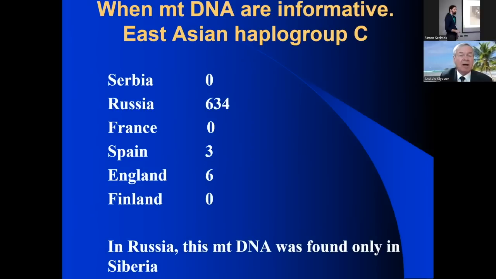Now, Asian haplogroup C mitochondrial. Serbia, 0. Russia, 634. France, 0. Spain, 3. England, 6. Finland, 0. Again, all of them are in Siberia. Haplogroup D: Serbia 2, Russia 521, France 0, Spain 0, England 2, Finland 4. Same picture, all from Siberia. And G, the final one: Serbia 0, Russia 178, France 0, Spain 0, England 2, Finland 2. Again, all 178 are from Siberia.